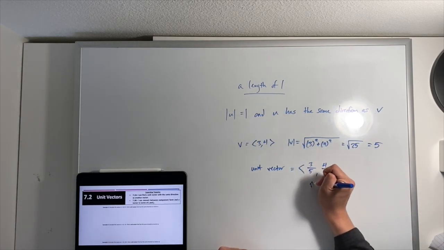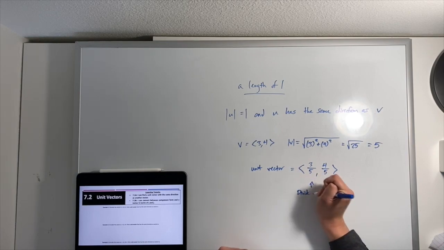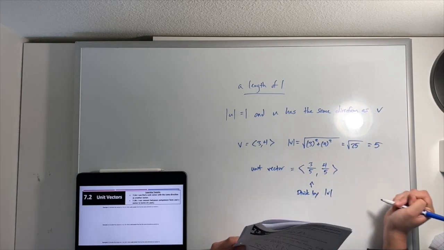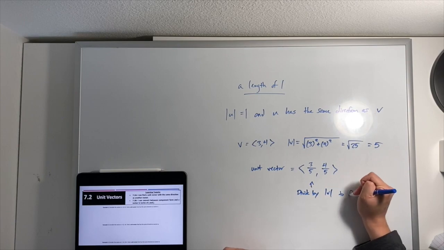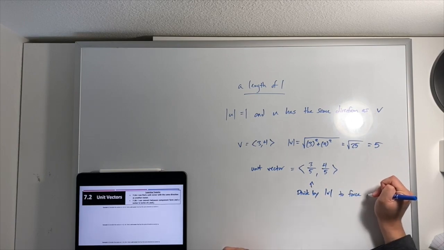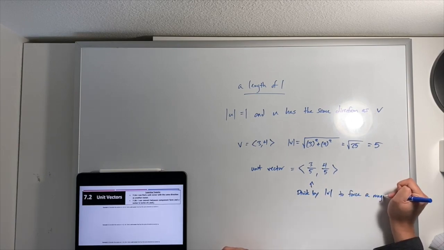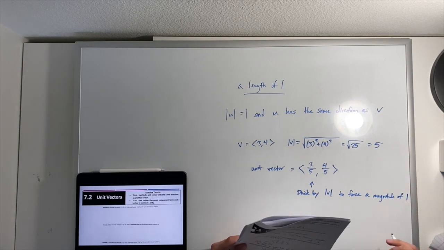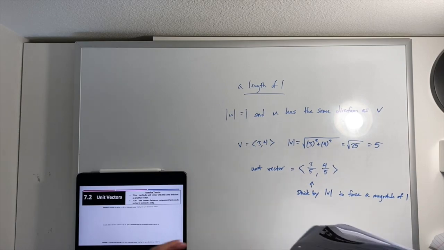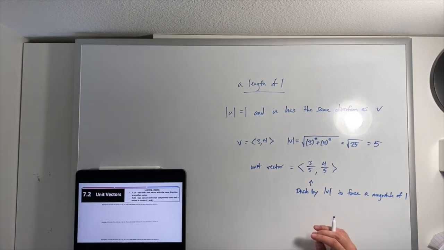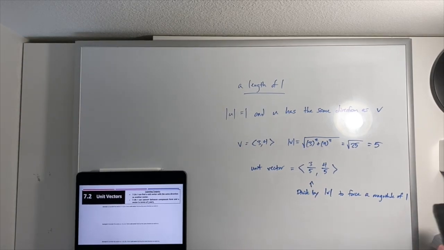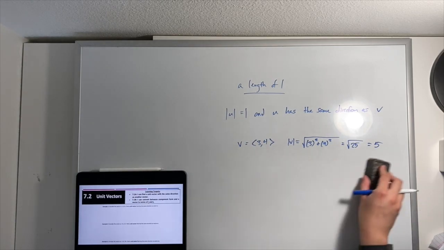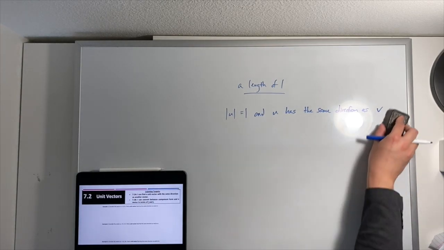So what did we do here? We divided by the magnitude of v to force it to have a magnitude of 1. In general, that's what we're going to do for all of these questions. If we want to find a vector in the same direction as another vector, but with a magnitude of 1, we're just going to find its original magnitude and divide by that magnitude.